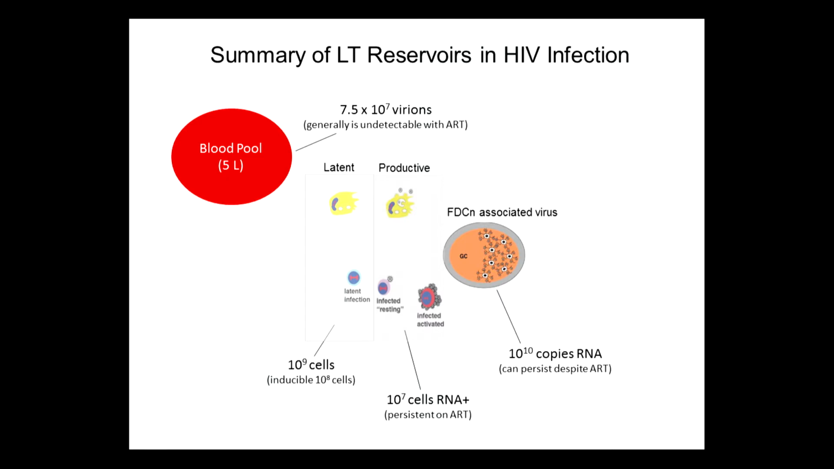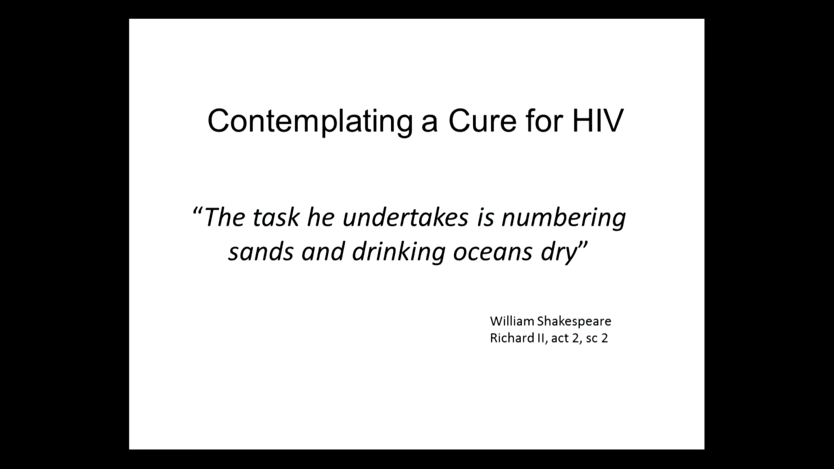So where did the virus come from when they stopped antiretroviral therapy in that baby? We can talk about this, and this, and this, but it's lymphoid tissue, almost certainly. So when we're contemplating a cure for HIV, William Shakespeare, I think, said it the best: the task he undertakes is numbering sands and drinking oceans dry. When you just consider the magnitude of the reservoir of DNA-positive inducible cells and where they're located, that's kind of depressing.